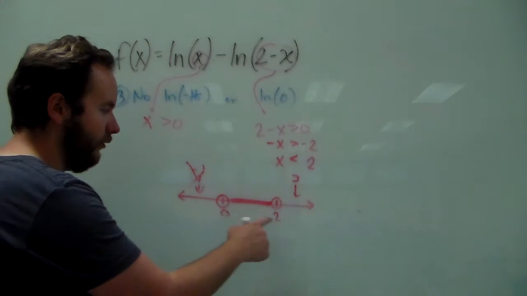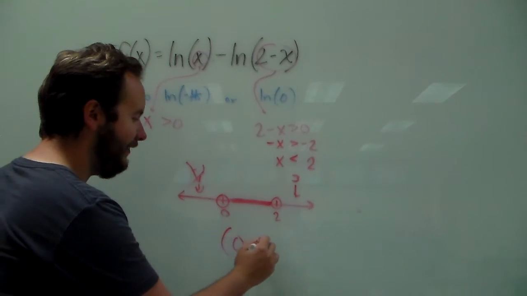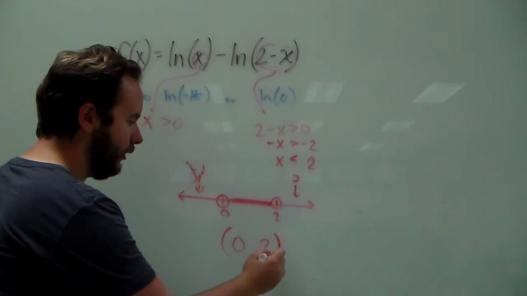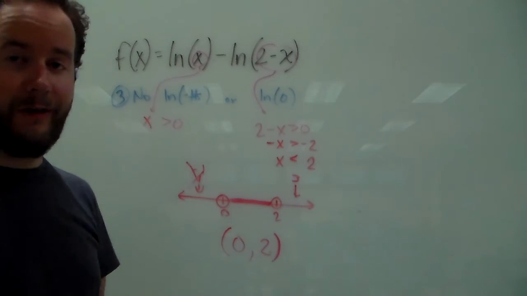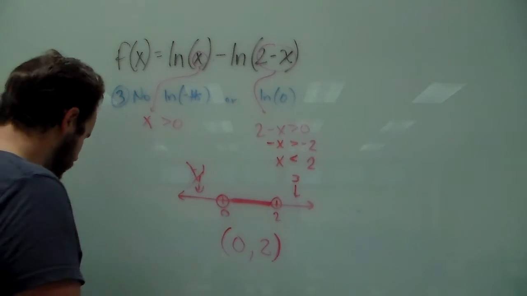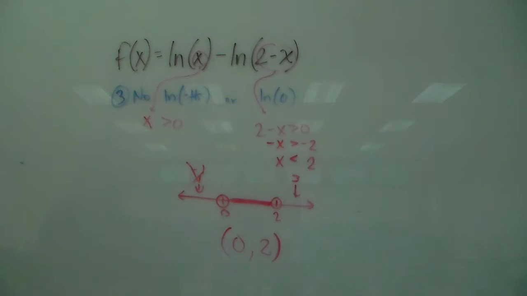So our interval is just from 0 to 2, not including either 0 or 2. So we're going to put open parentheses on either side of that. Cool? All right, next problem.